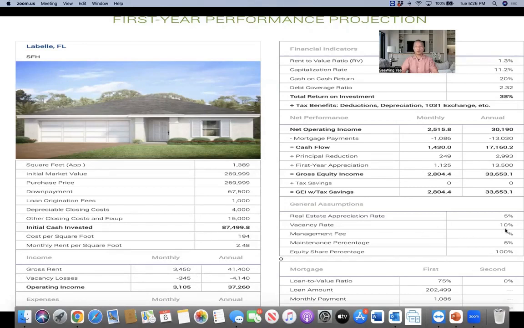Okay. And of course, I increased the vacancy rate. The assumption will be 10% for the year. And of course, the maintenance fee is also projected into the scenario at another 6 to 7% for maintenance, cleaning up and all these kinds of things. And also you can self-manage, so you don't have to pay a property manager 8 to 10% of your rent.